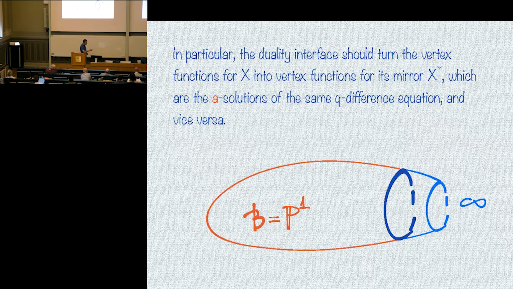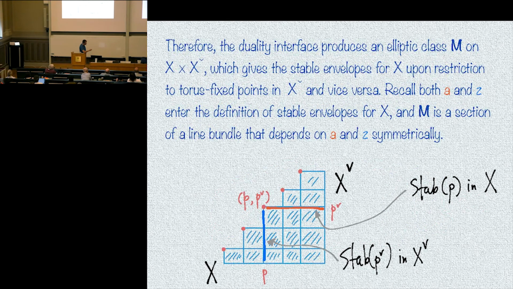Okay, make sense? And so maybe I'll come back here. It just means there is... what is the interface? The interface is supposed to be, if you think of its K-theory class, that's supposed to be an elliptic class on the product of X and X check.